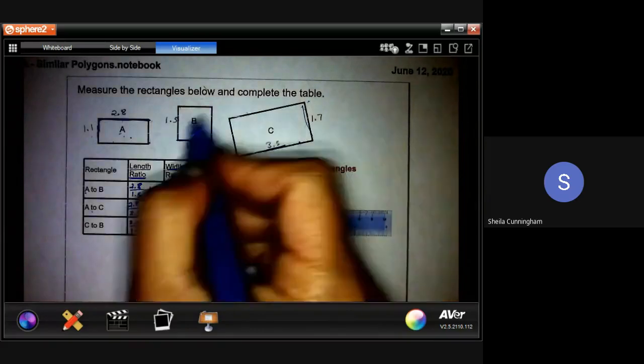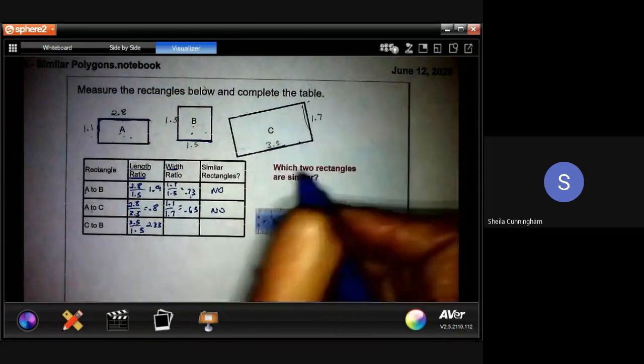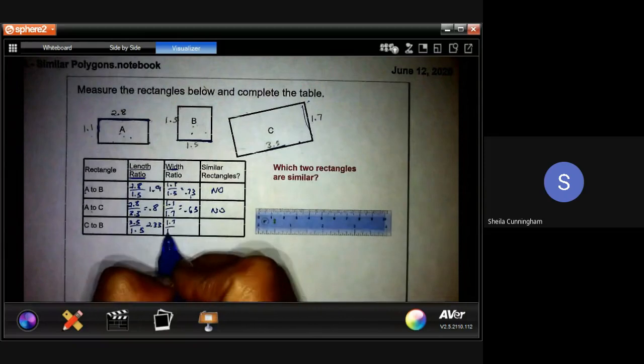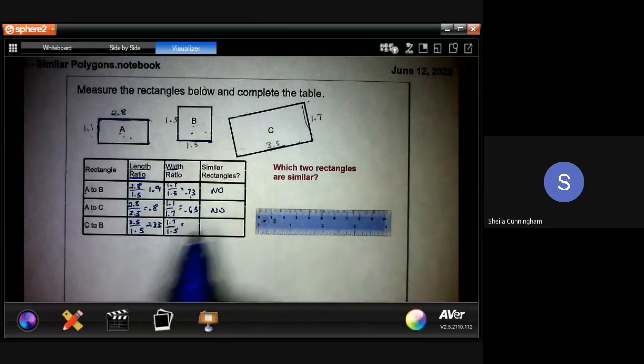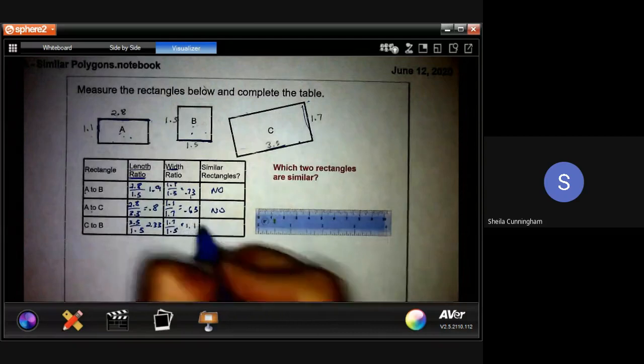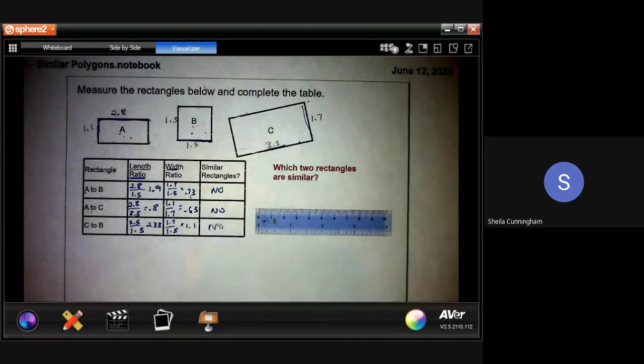And then if I do the same, I take my width ratio, so 1.7 over 1.5, and I find out that 1.7 divided by 1.5 gives me 1.1. So those aren't similar rectangles. So we get into the specifics.